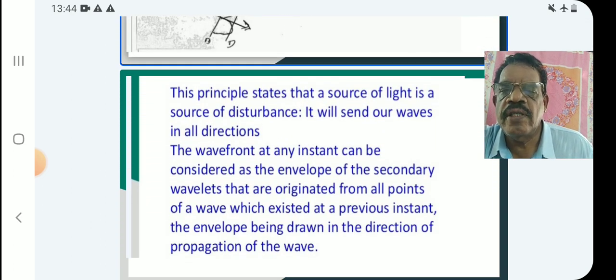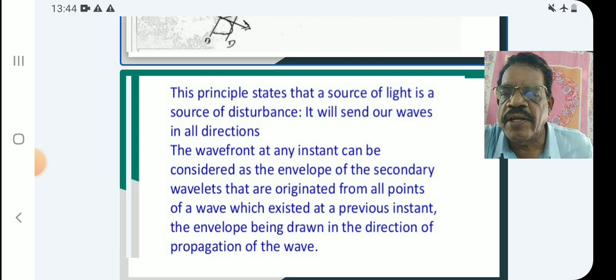This principle states that a source of light is a source of disturbance. It will send out waves in all directions. The wavefront at any instant can be considered as the envelope of the secondary wavelets that are originated from all points of a wave which existed at a previous instant, the envelope being drawn in the direction of propagation of the wave.